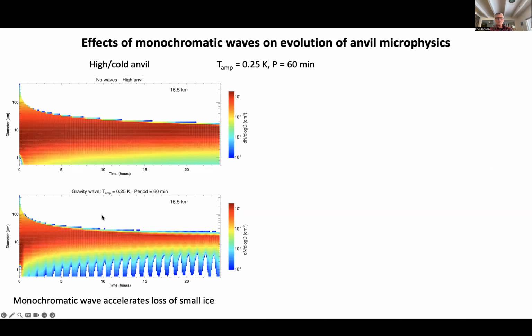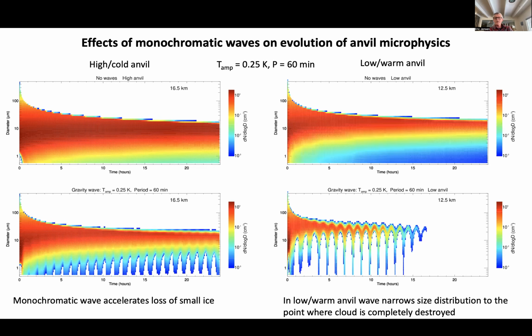On the bottom, I'm showing what happens if you include this high frequency monochromatic wave. And you can see you significantly accelerate the loss of small ice crystals. And that's because the ice crystals tend to completely sublimate in the warm phases of the wave. And so you really accelerate the narrowing of the size distribution. And I'll show the overall effect on ice concentrations in a minute.